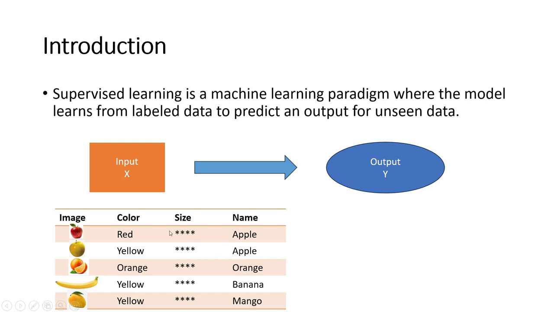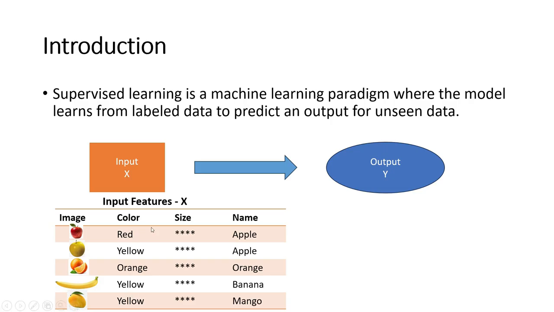So as an input, we will provide this data to a machine learning model that has already labeled. Labeled means it's already categorically labeled: this is apple, this is orange. We have already labeled the images. Then the machine learning model will work on this in order to predict the output from unseen data.